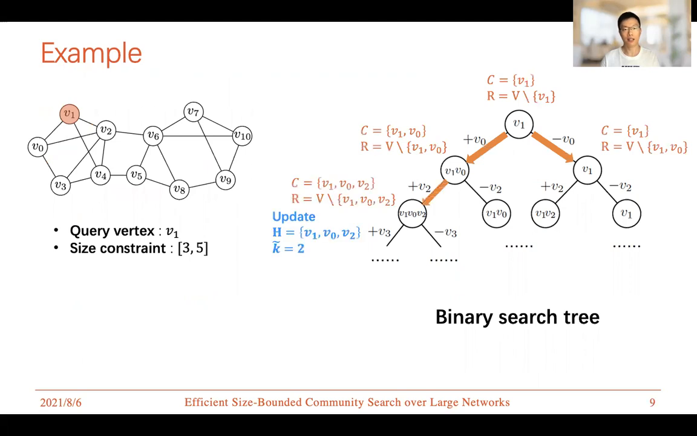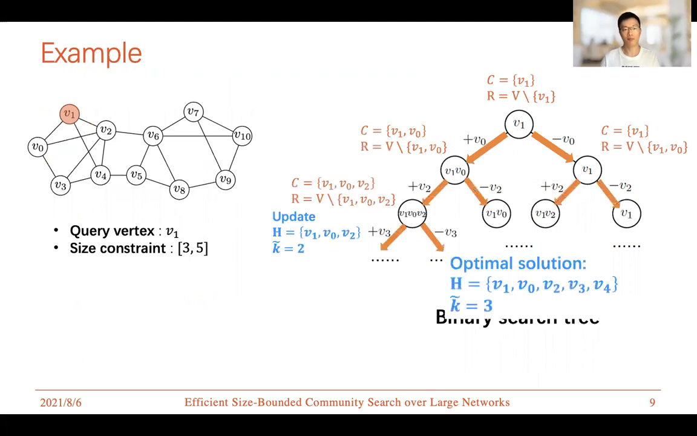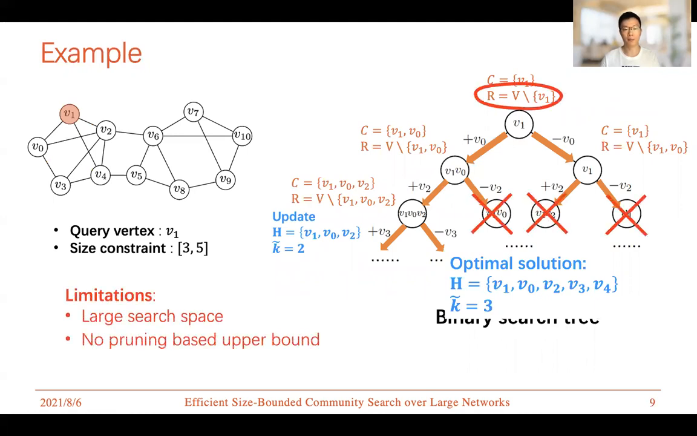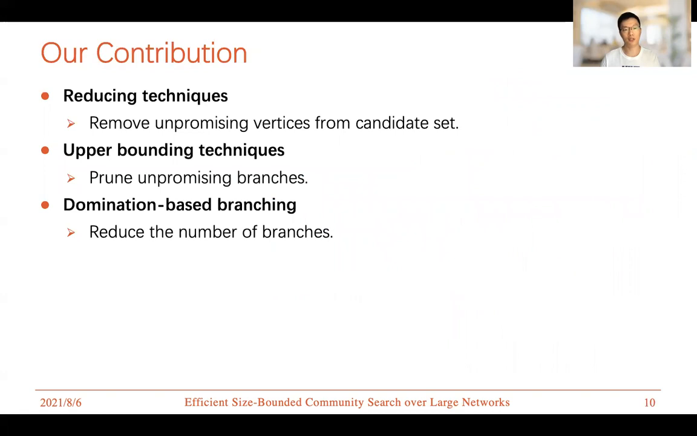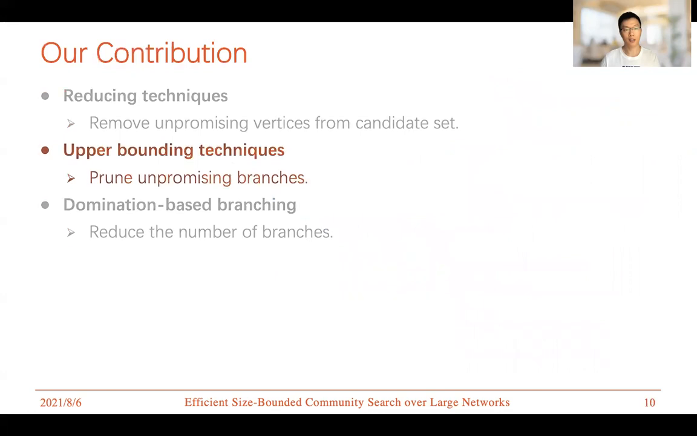However, there are several limitations of this basic enumeration algorithm: large search space, no pruning-based upper bound, and a naive branching rule. To solve this problem efficiently, we propose the following techniques in the paper: reducing techniques, upper bounding techniques, and domination-based branching. In this presentation, I will only introduce the upper bounding techniques.